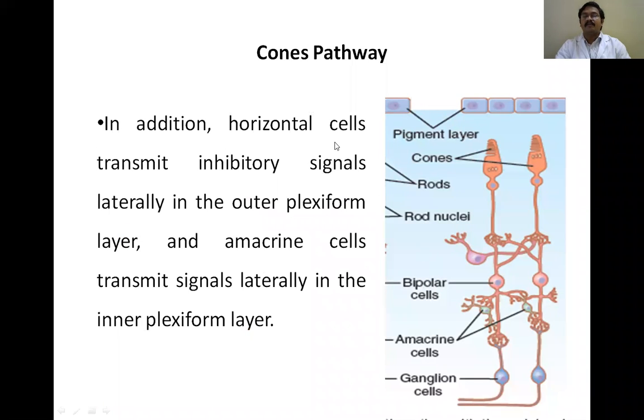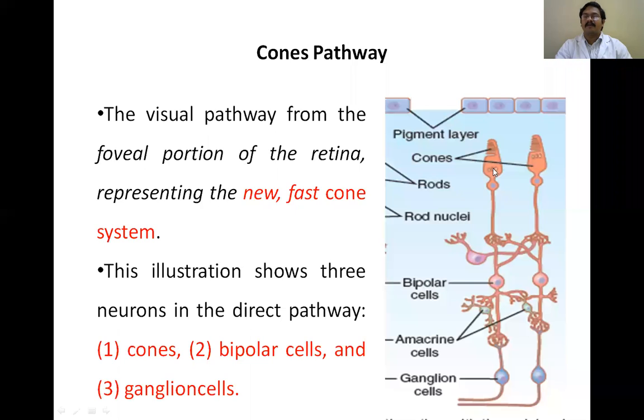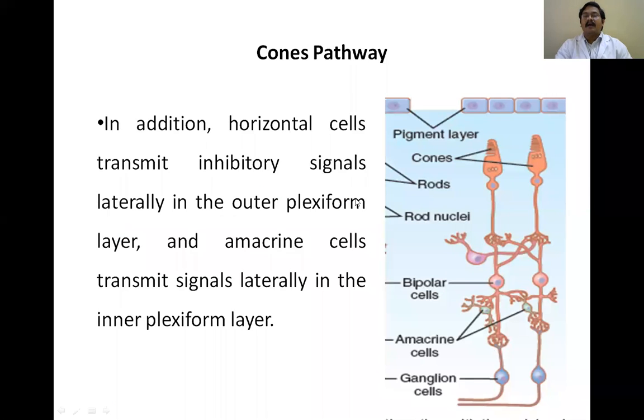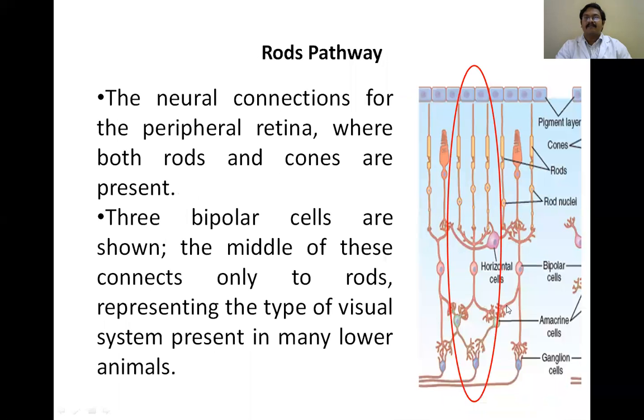In addition, the horizontal cells transmit inhibitory signals laterally in the outer plexiform layer, and the amacrine cells transmit signals laterally in the inner plexiform layer. This is the cone pathway: the cones, the bipolar cells, and the ganglion cells. The other cells are the horizontal cells in the outer plexiform layer and the amacrine cells in the inner plexiform layer.